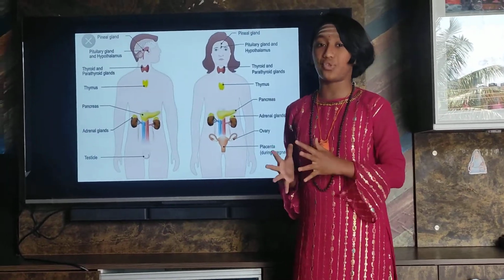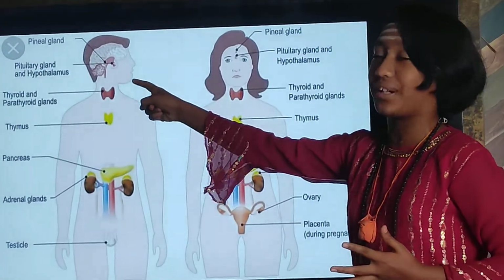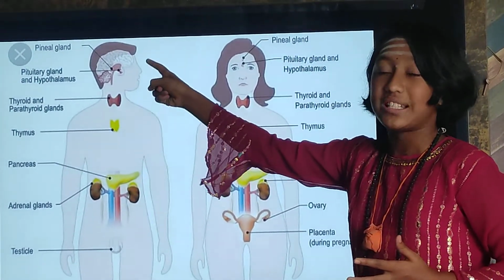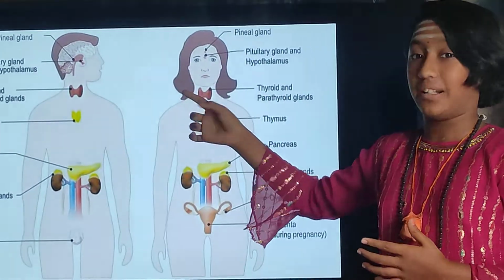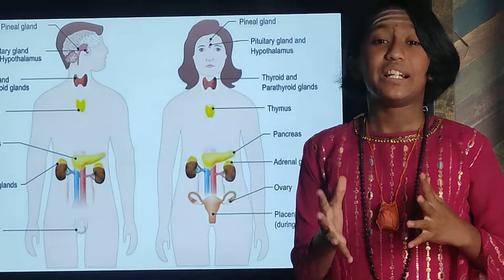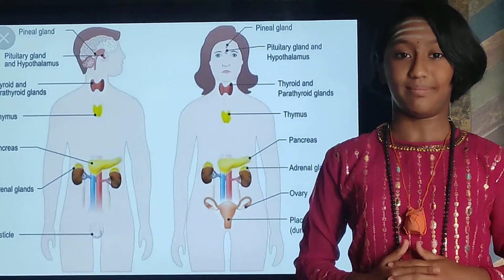So let us start from the main gland, the pineal gland. Here in the figure, it shows the cross section of a pineal gland, and here the outer view of a pineal gland. The pineal gland secretes melatonin and it controls the whole nervous system.